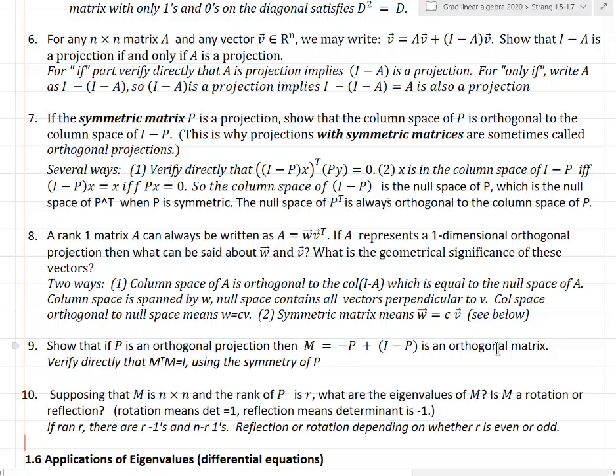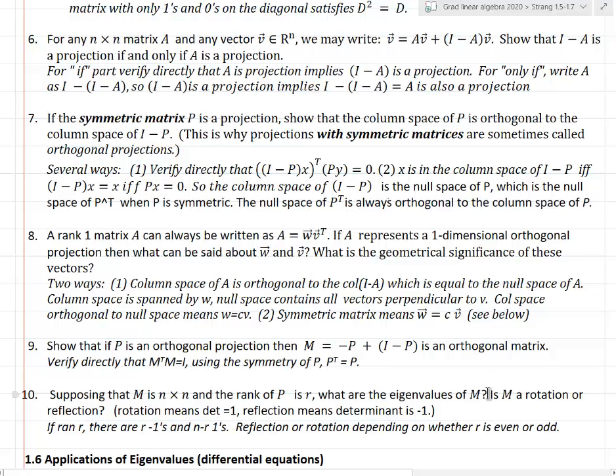Okay. So you can just go ahead and write that M is an orthogonal matrix by the orthogonal relation, which is that M transpose M is the identity. Just plug this form of M into this equation, M transpose M, and work it out so that you get the identity. Of course, you'll have to use the symmetry of P, that P transpose equals P. Okay. All right, number 10. Supposing that M is n by n and the rank of P is r, what are the eigenvalues of M?